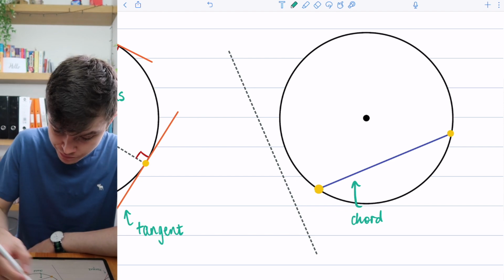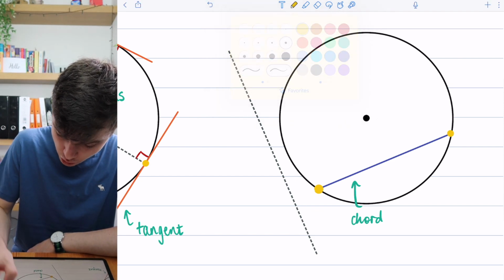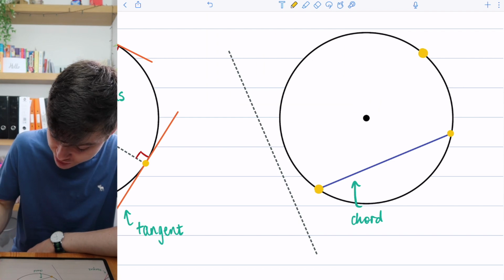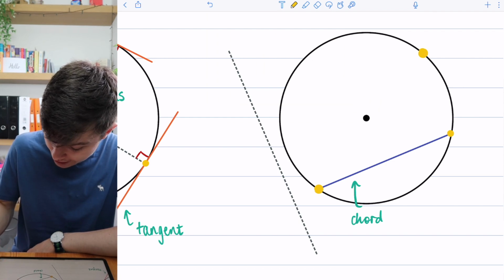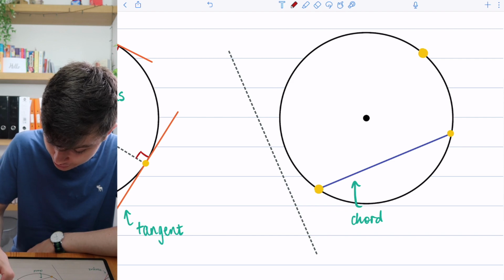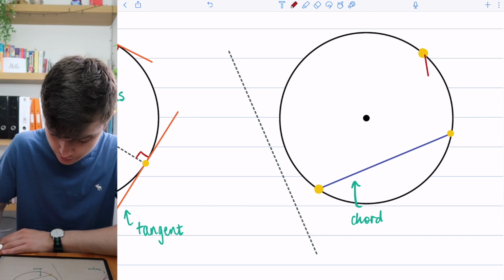So, for example, if we took some other points, let's say we took that point there, and again, we'll take this point again. We could connect those together, and I'll do it in red.